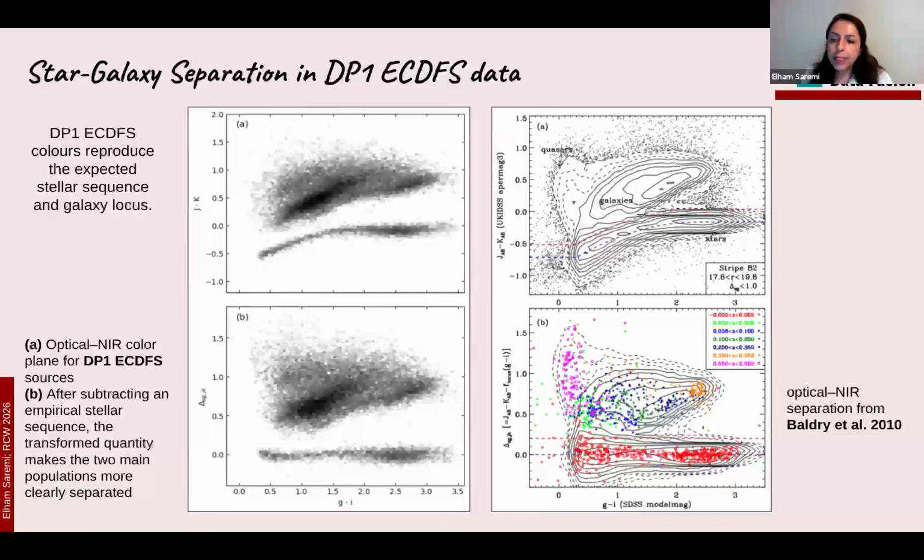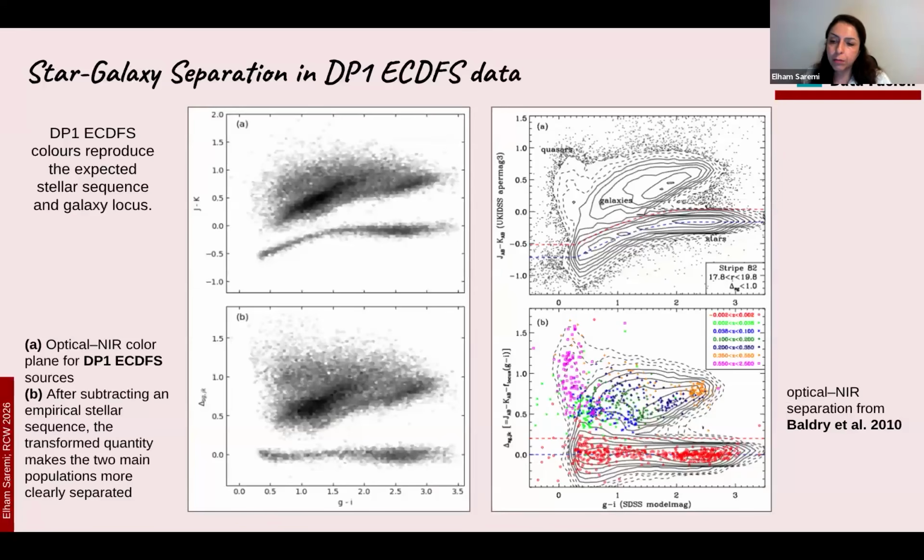This slide shows a simple science check using optical near-IR colors in the DP1 ECDFS data. On the left, I show the g minus i versus J minus K plane for our sources. This already shows 2 main populations.